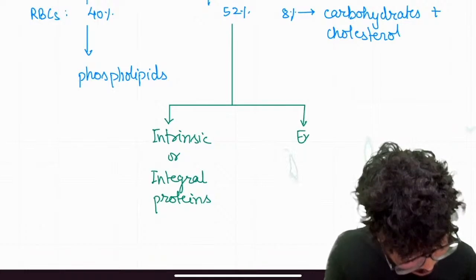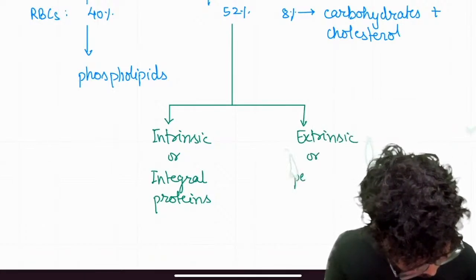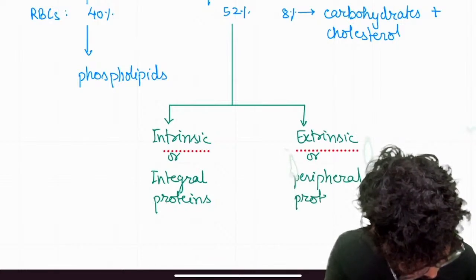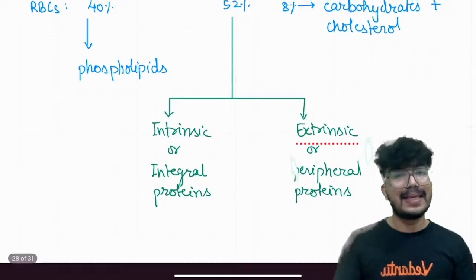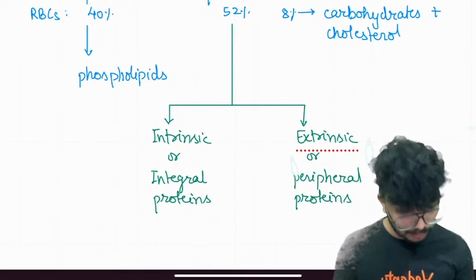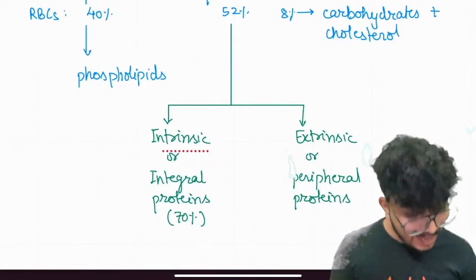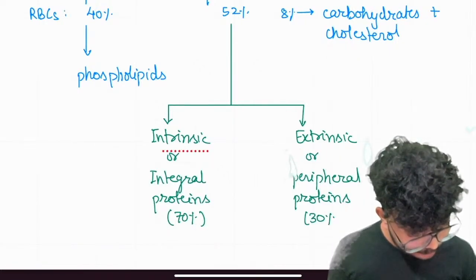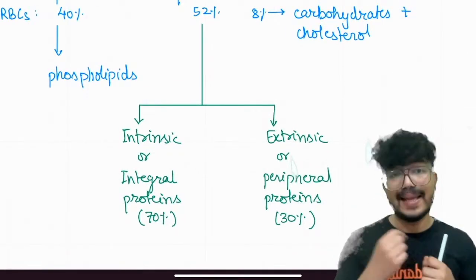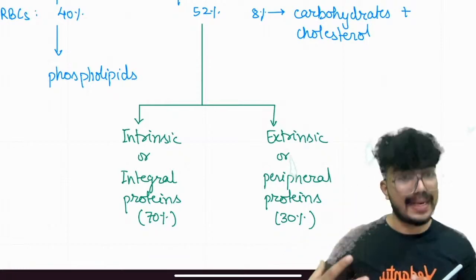And extrinsic or peripheral proteins. Correct. So the intrinsic proteins constitute about 70% of the membrane proteins. So 70% of the membrane proteins are integral and 30% are extrinsic. Very important point about the extraction, from where the question can be created in NSEJS, right?